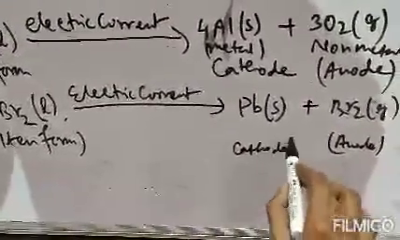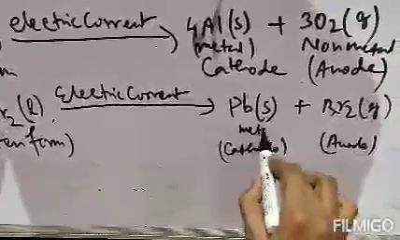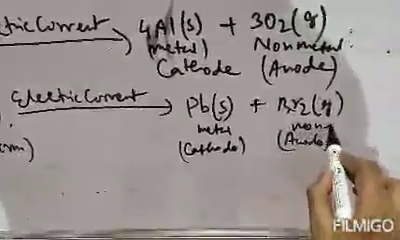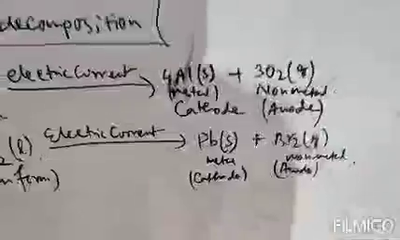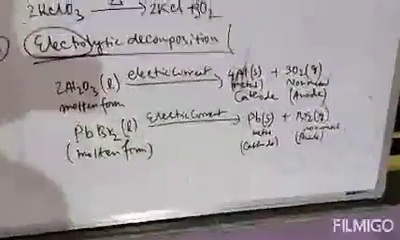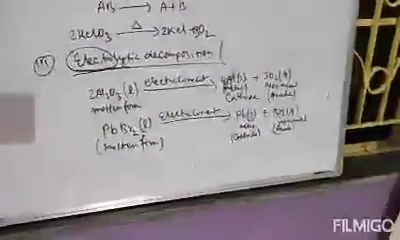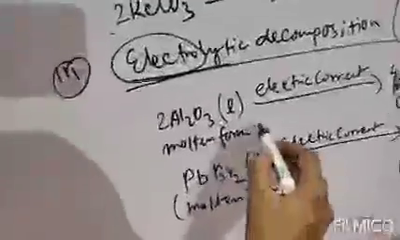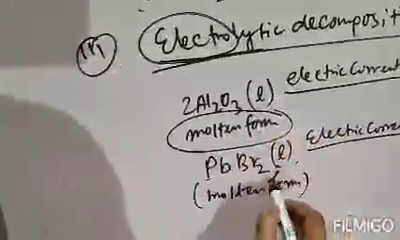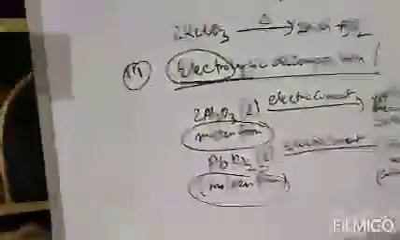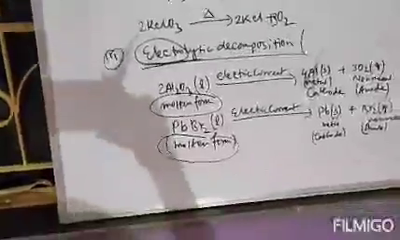Bromine is your non-metal and lead is your metal. So metal should be deposited at the cathode and non-metal should be deposited at the anode. So this is your electrolytic decomposition. Now one question arises in your mind: why is molten form taken? Why molten form? Why not solid form? Why not gaseous form? Molten form is taken because in molten form electric current can easily pass.